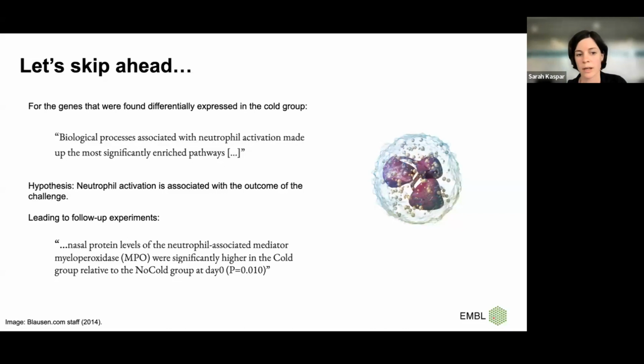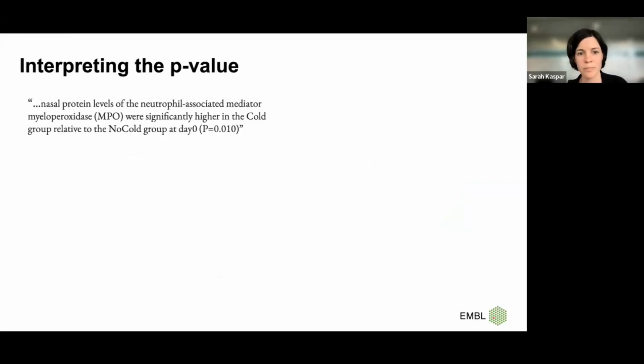So here they looked at nasal protein levels now, protein, not RNA, of one neutrophil-associated mediator called MPO. And they claimed that these protein levels were significantly higher in the cold group relative to the no-cold group. And we get a p-value for this. So what I'd like to do now is assume you read this kind of statement in a publication. Let's dissect it. What do we learn from this?